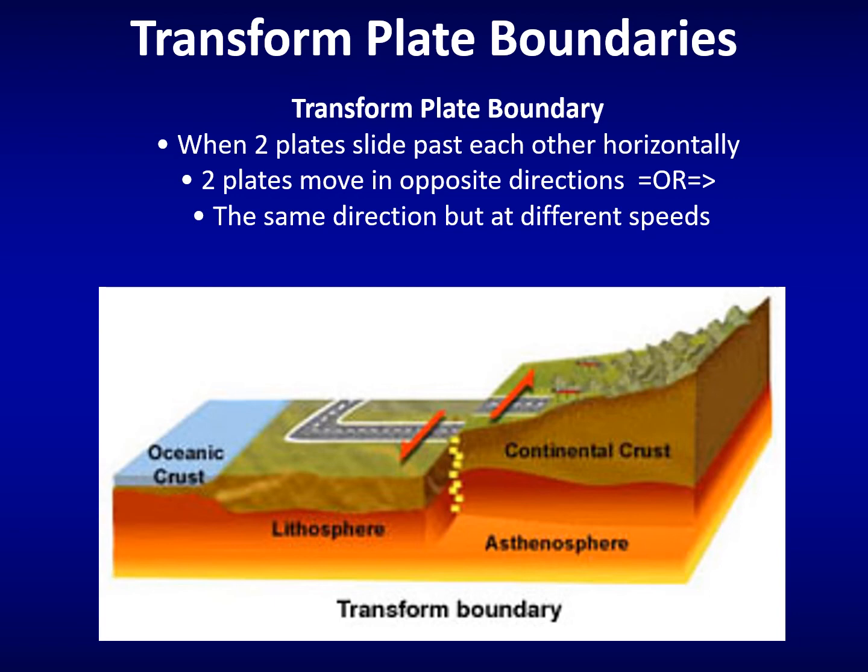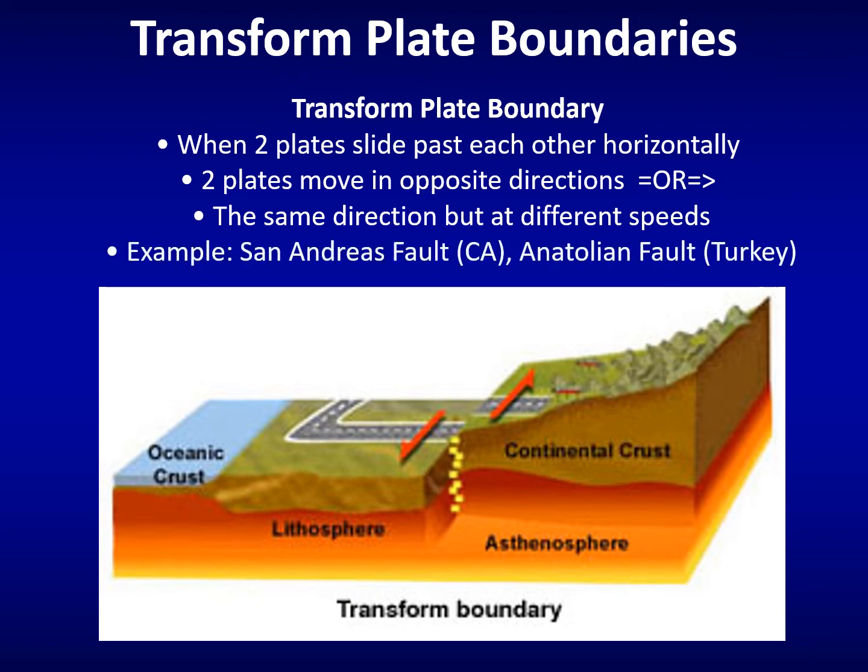Transform plate boundaries are where two plates slide past each other horizontally, either in opposite directions or in the same direction, just at different speeds. Our archetypical example here is the San Andreas Fault in California. There's also another fault called the North Anatolian Fault System, and this one runs through the north of Turkey.